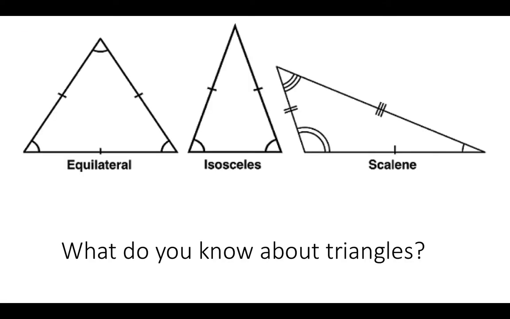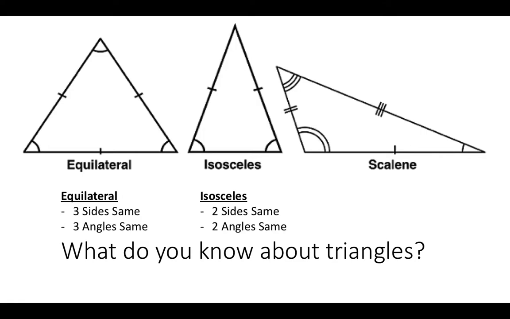Alright, what do you know about these triangles? There are 3 different types of triangles. We have equilateral, isosceles, scalene triangles. Well, equilateral triangles have all 3 sides the same, 3 angles the same. Isosceles have 2 sides the same and 2 angles the same, and scalene have 0 sides the same and 0 angles the same.